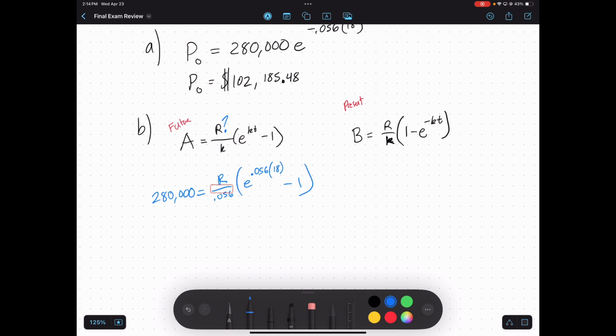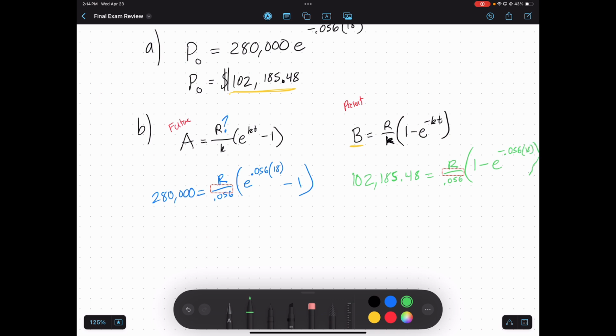Or I could also use the second equation. What am I solving for in the second equation? I'm solving for R also. Same thing. I'm still solving for R. The difference here is, do I know what the present value is? Yeah, that's what I did in part A. The present value is just that 102,000. So I could also set it up like this. 102,185.48 is equal to R over 0.056, 1 minus e to the negative 0.056 times 18.